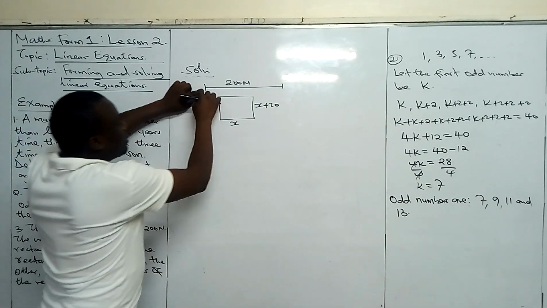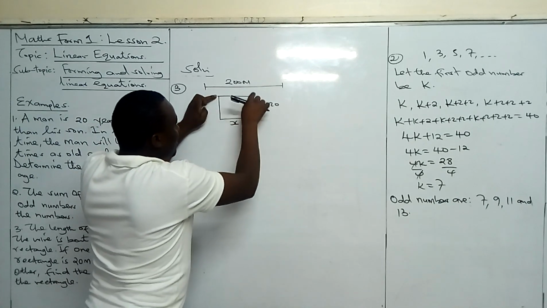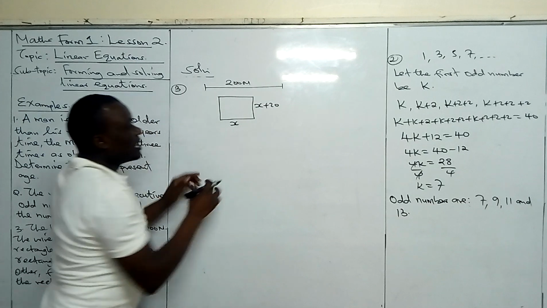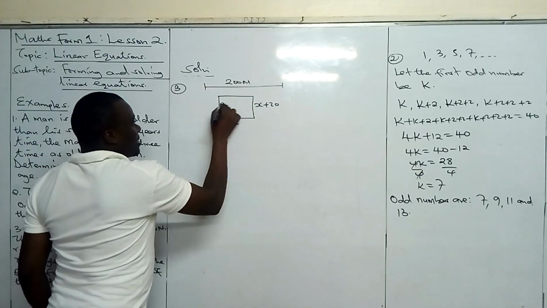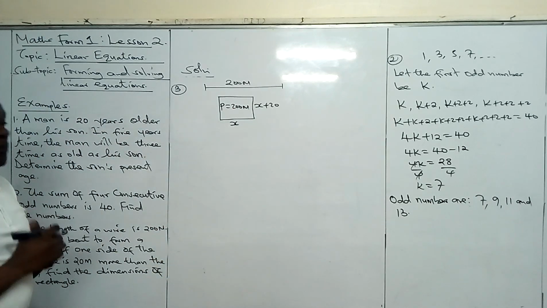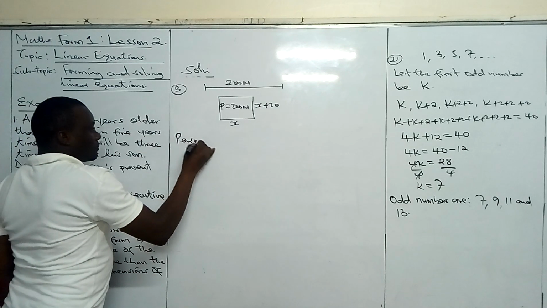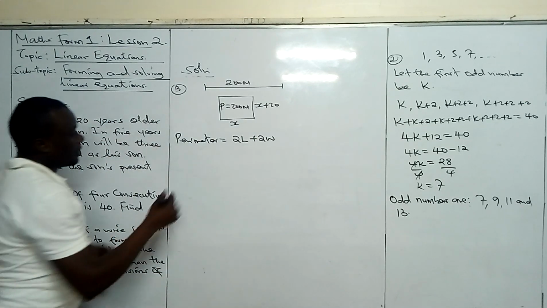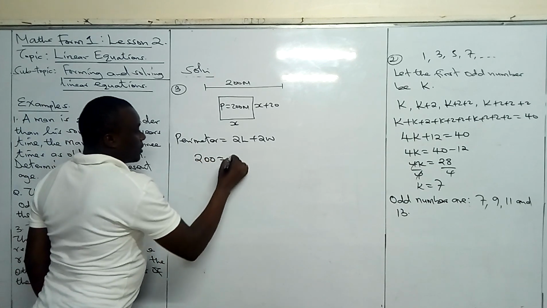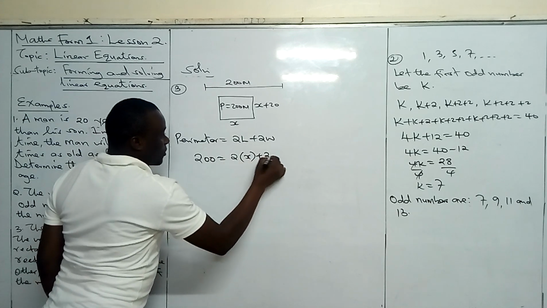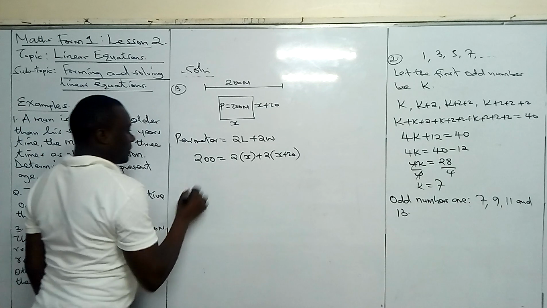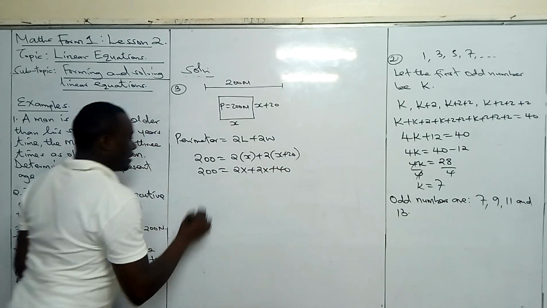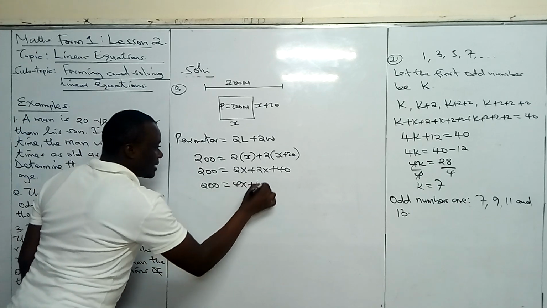Remember, this same wire is the one that was bent from this given point going that way until it came back there. So that means the perimeter of this rectangle is equivalent to 200 meters. How do we find the perimeter of a rectangle? Perimeter is equal to 2 times length plus 2 times width. Therefore, our perimeter, which is 200, is equivalent to 2 into x plus 2 into x plus 20. 200 is going to be 2x plus 2x plus 40. Therefore, 200 is equal to 4x plus 40.